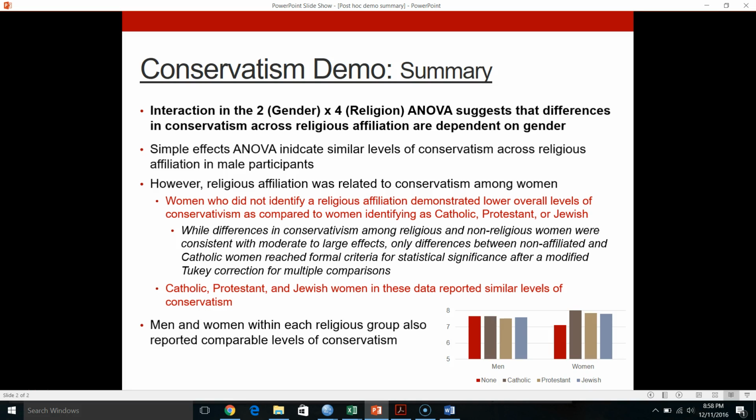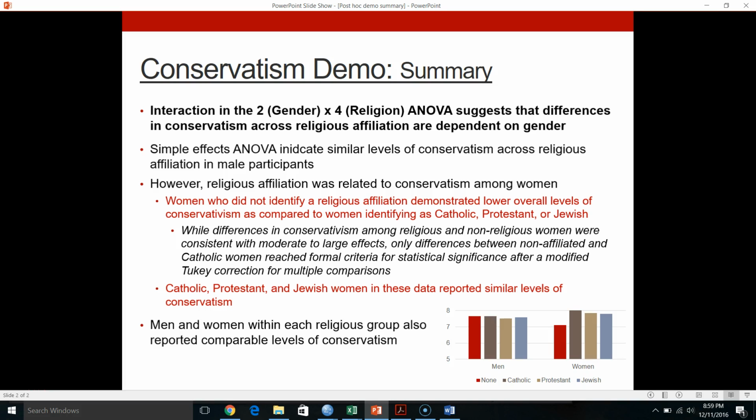As soon as we graph those, or take a look at those means, and we graph that interaction out, we've essentially already gone through and made all 16 comparisons in our brain already. Statistically, we need to go through and correct for that. Okay. We would also say that I would probably identify that Catholic, Protestant, and Jewish women in these data reported similar levels of conservatism, right? These three groups are all similar, and we also found that men and women within each religious group appeared to have comparable levels of conservatism. We didn't find anything that came close to approaching our corrected critical value here.